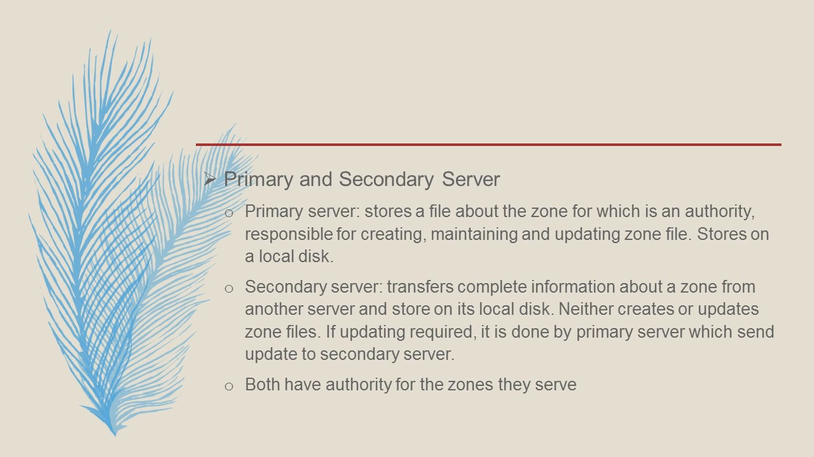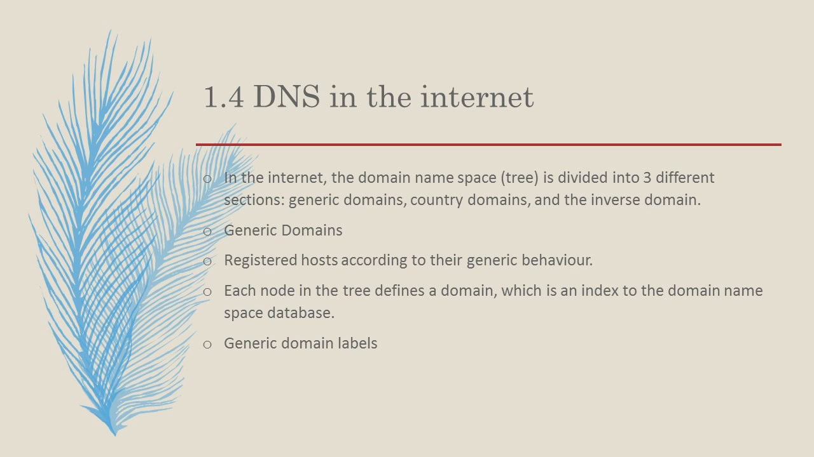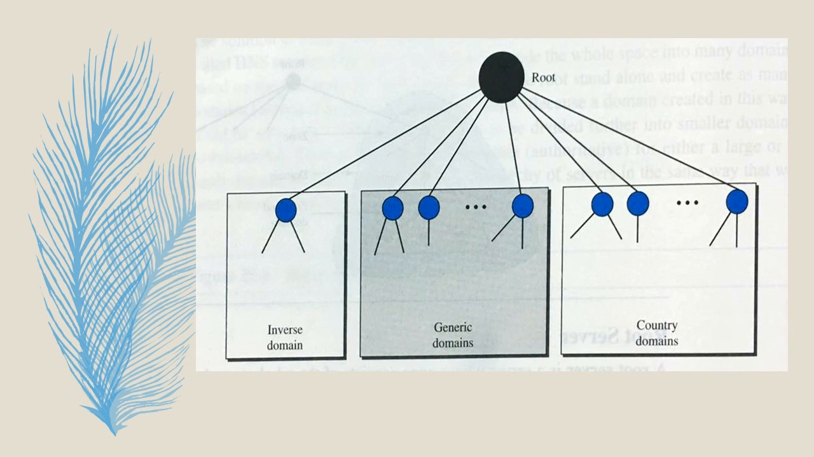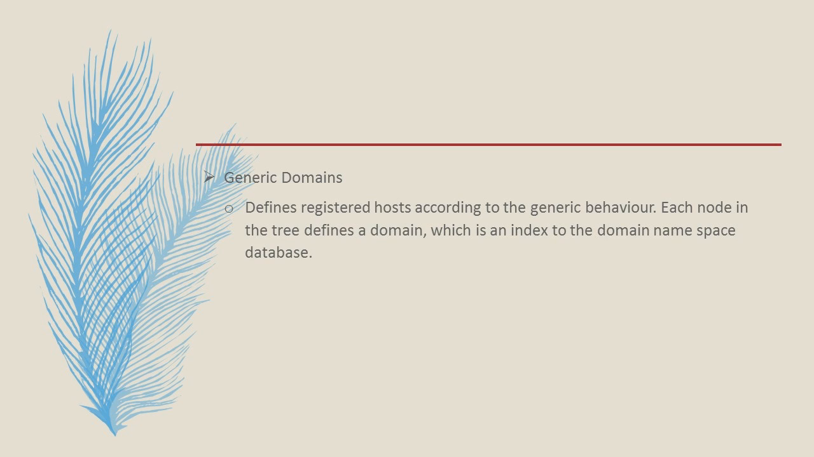The fourth topic in this chapter is DNS in the Internet. DNS is a protocol that can be used on different platforms. In the Internet, the domain namespace is divided into three different sections: the generic domains, the country domains, and the inverse domains. The diagram below shows the DNS used in the Internet. The generic domains define registered hosts according to their generic behavior.